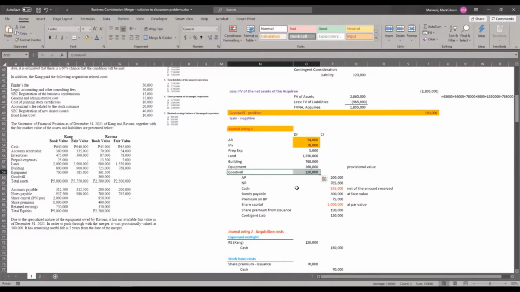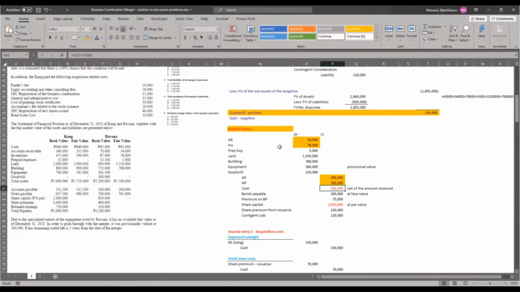So 150,000. Now, we also assume the liabilities. So we have AP of 200,000 and then notes payable of 765,000. Pansinin natin yung cash. Kaya hindi ko siya nilagay doon kasi mangyari, may debit cash ka, at the same time may credit cash ka. So, kunuha lang natin yung net. So, yung net would be 45,000.